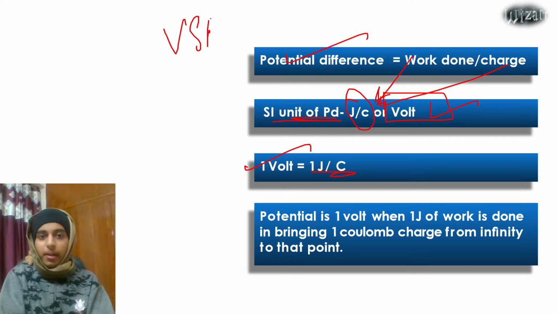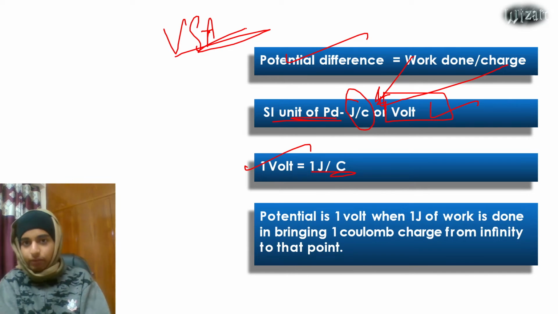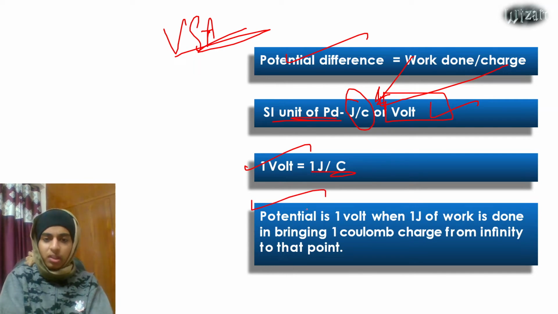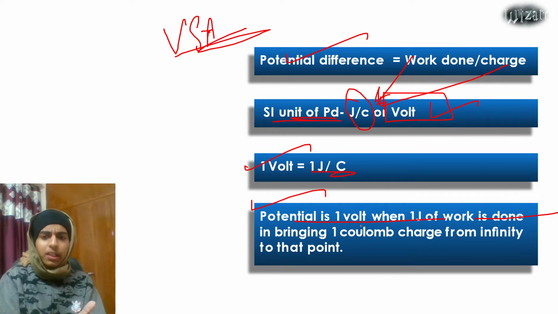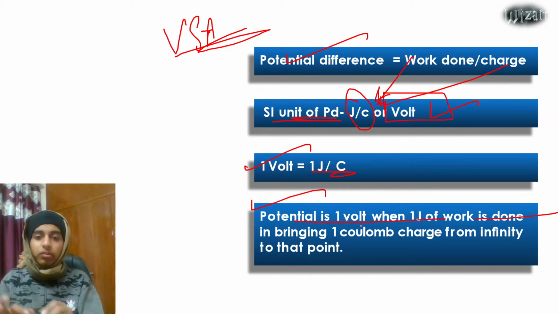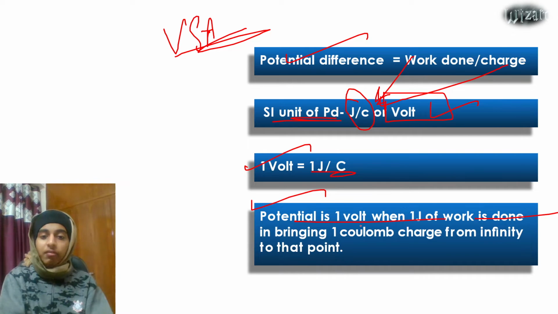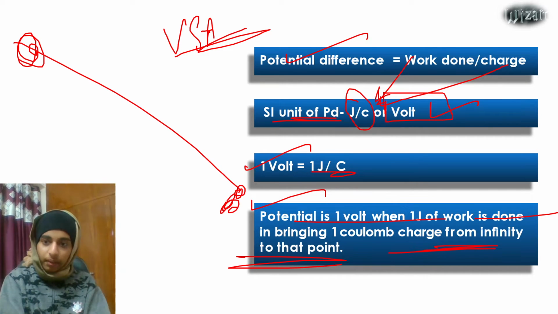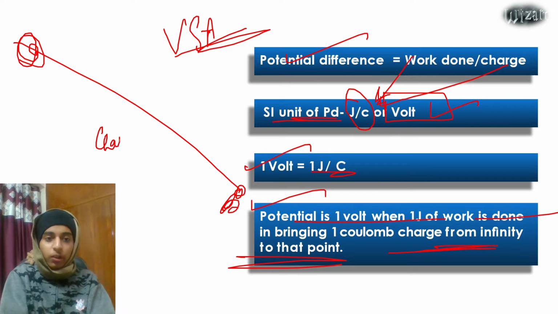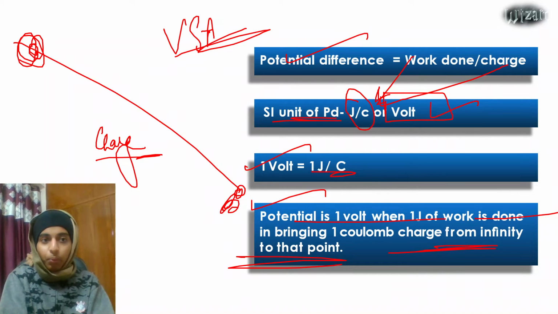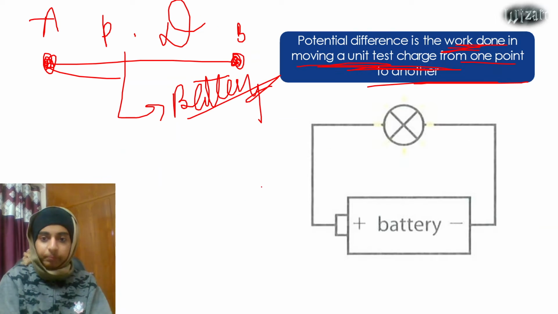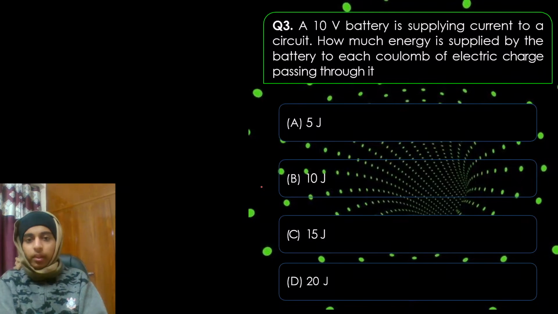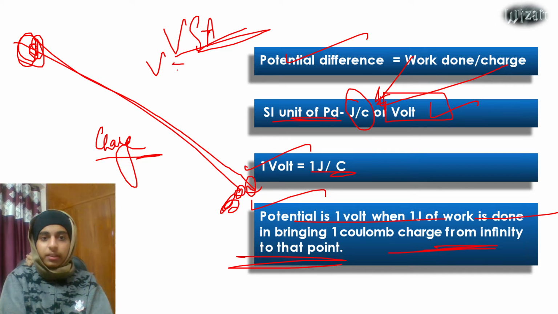And you don't have VSA questions in your science exam. I hope you must have gone through the sample paper, so no need to learn the definition as such, but it is pretty simple: potential difference is 1 volt when 1 joule of work is done in bringing 1 coulomb of charge from infinity to that point. From any point, I am bringing that electric charge from one point to the other, right? Clear? So with this you can also derive the formula, that is V is equal to work done by charge, W by Q. Remember that.